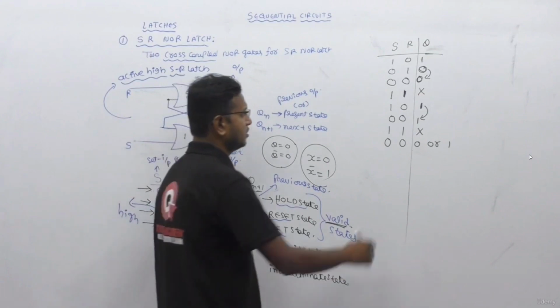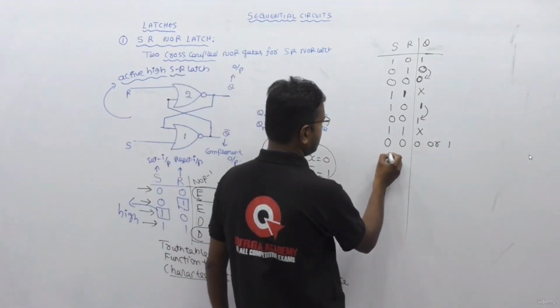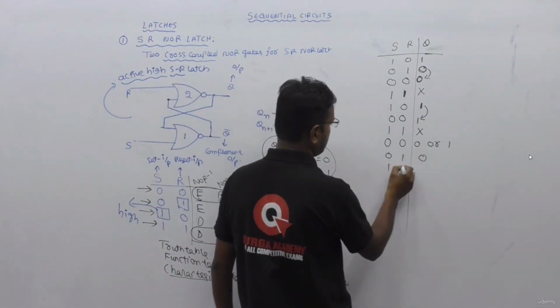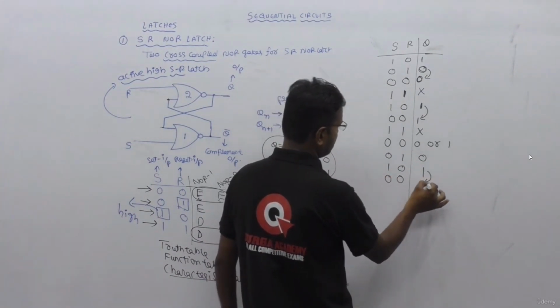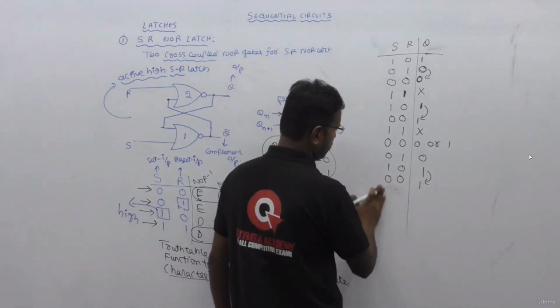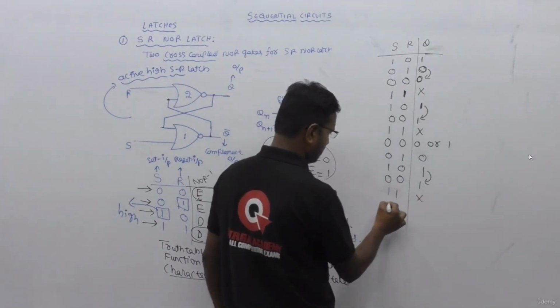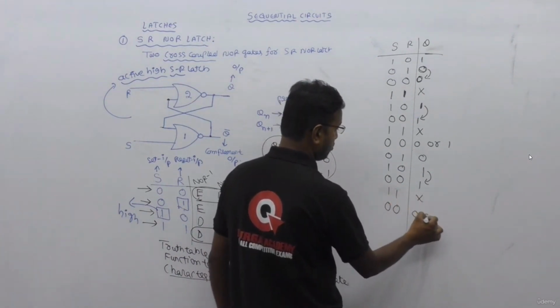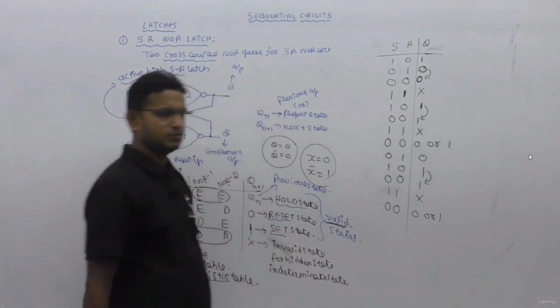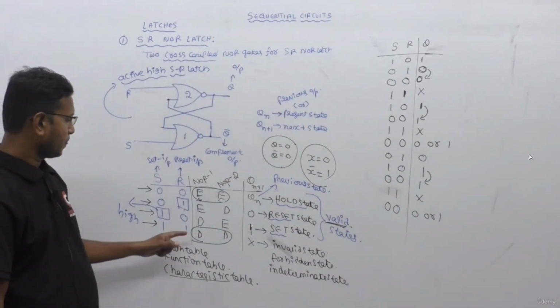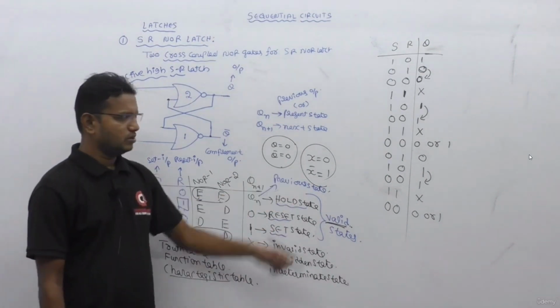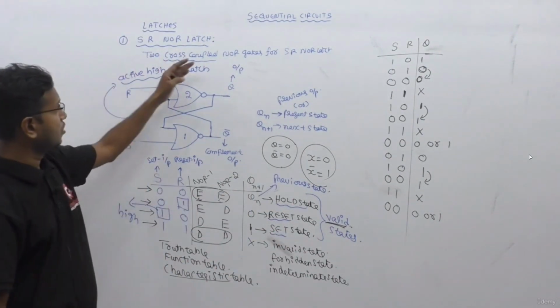Remember this point. So next, if I give 0 1, it will be again 0. If I give 1 0, it will be 1. And look at this. If I give 0 0, it will move into the previous state 1. If I give 1 1, it will enter into an invalid state. If I give 0 0, remember it will be either 0 or 1. So just be careful with this table. Now this is about the NAND or NOR latch.